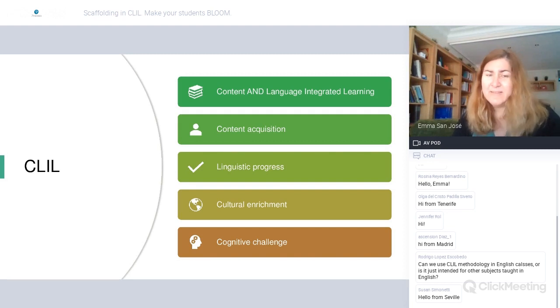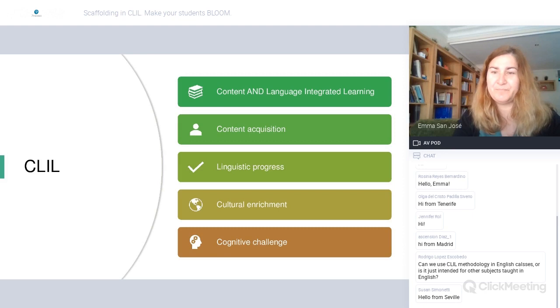But the most important thing is that teaching CLIL means that it's going to be a cognitive challenge, but not only for the teachers, which it is, but for the students. Okay, it's going to involve a lot of changes in the way you have to do things, so that that cognitive challenge doesn't go over the limit and become too much for the students.